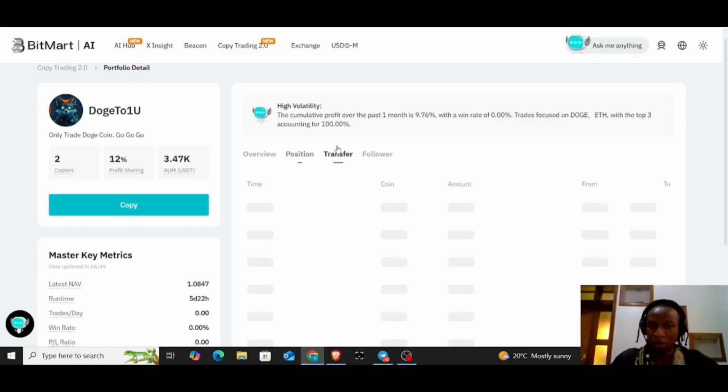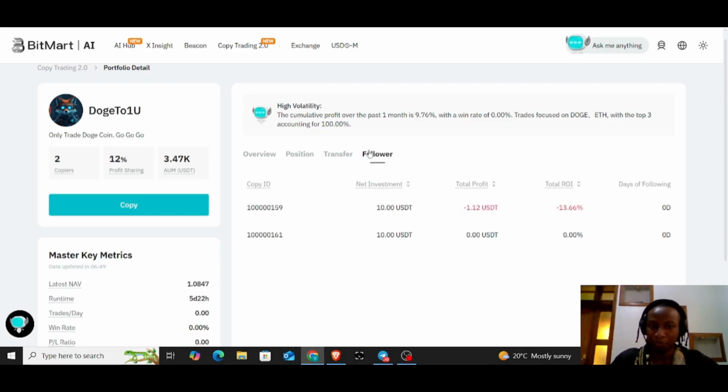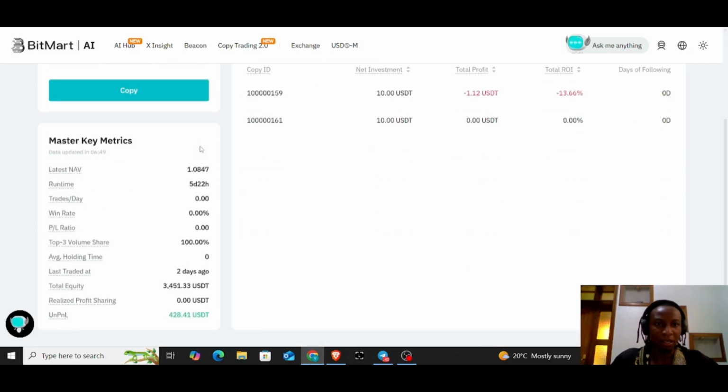Another thing too as well is the transfer. So you can look at that and see some of the transfers that he's had, whether that's futures or spot, because there's a difference between both. And then you can look at the followers as well, right? So this is basically how you're able to look and analyze this, right?